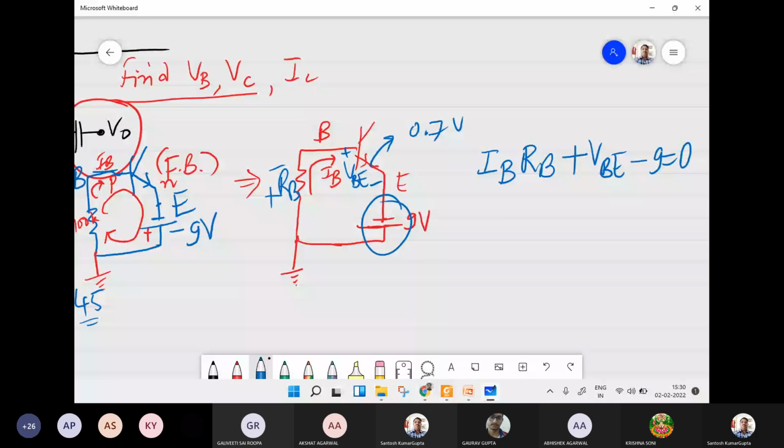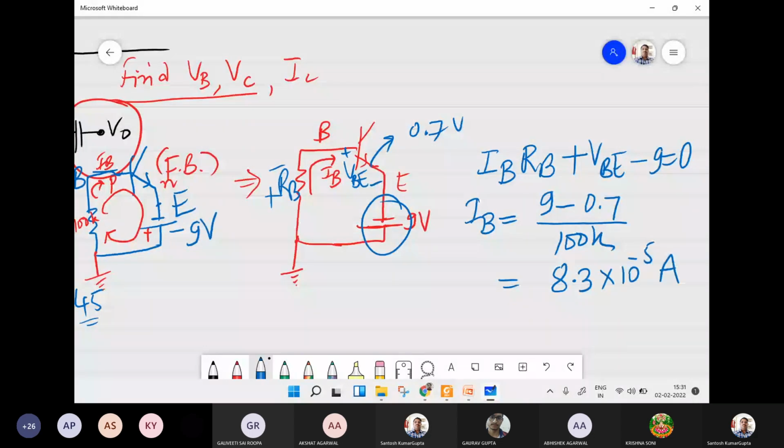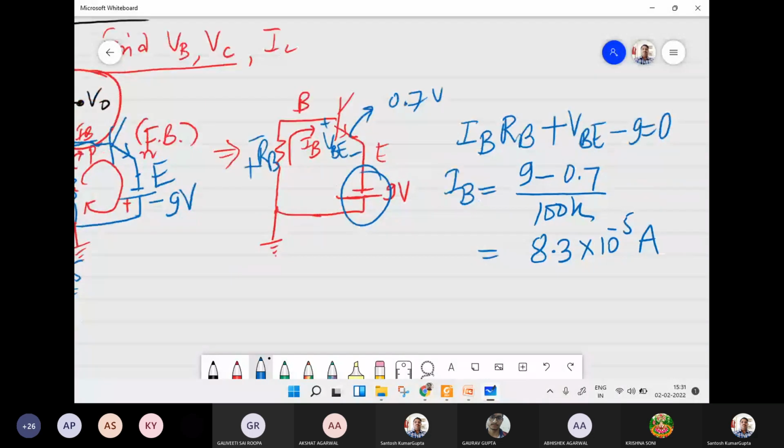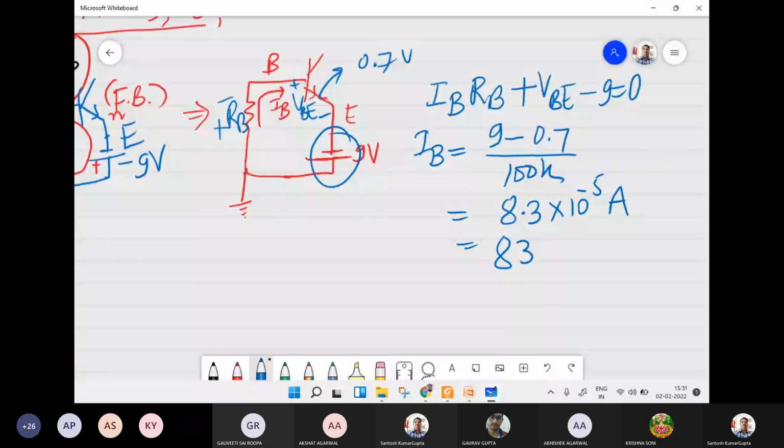So from here, the IB current can easily be found as 9 minus VBE, that is 0.7 volt, divided by RB. RB is given here as 100K. Okay, so in this way we can write 8.3 into 10 power minus 5 amperes. So this can be written as 83 microamperes.